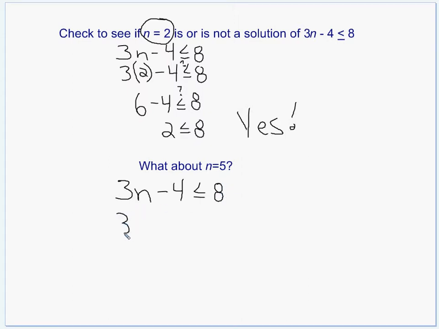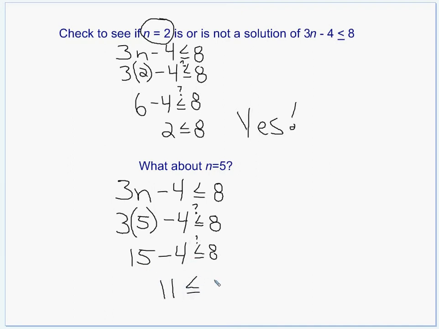So 3, and let's see, the n substitutes becomes 5 minus 4 is less than or equal to 8. Do we know that? No, so don't forget your question mark. 3 times 5 is 15. 15 minus 4, we don't know if that's less than or equal to 8.